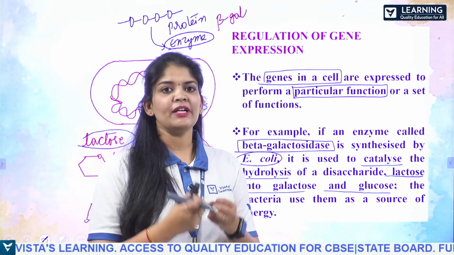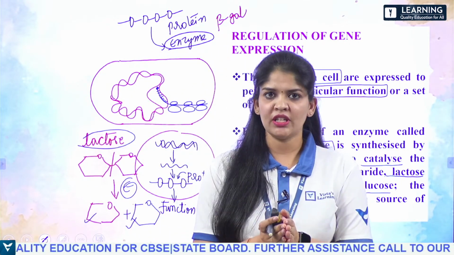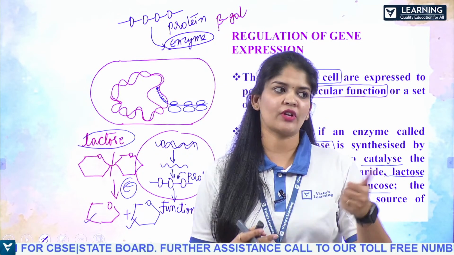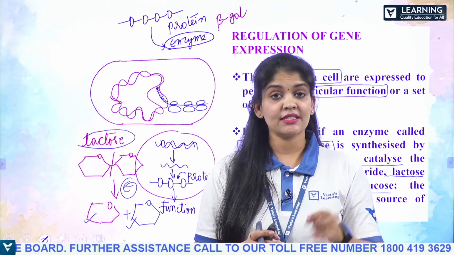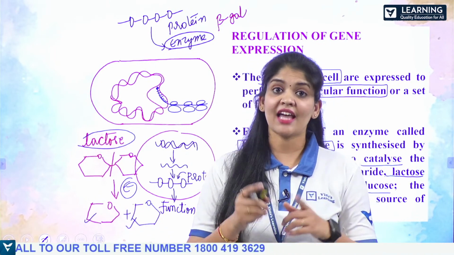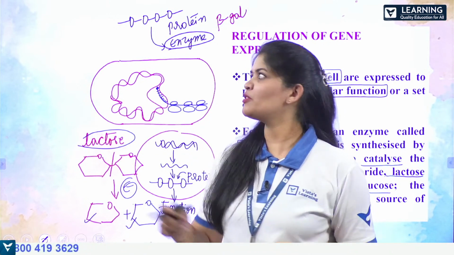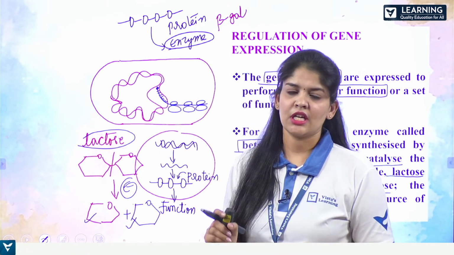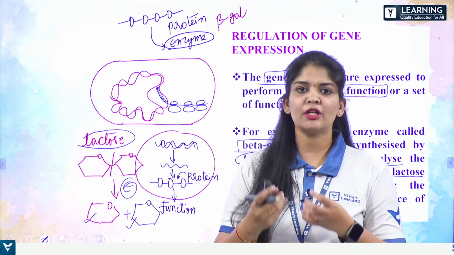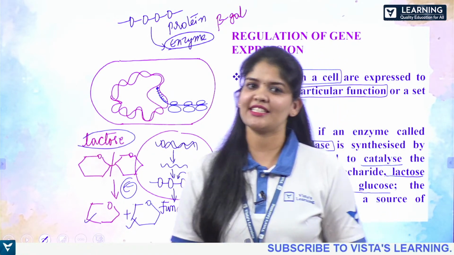So depending upon the need, see, in a medium, bacteria is growing and it requires glucose from lactose. That means the lactose has to break down to produce galactose and glucose. In that way, it needs an enzyme, and that enzyme is coming from a protein. So depending upon the need, depending upon the function to be performed, the gene expression will take place.